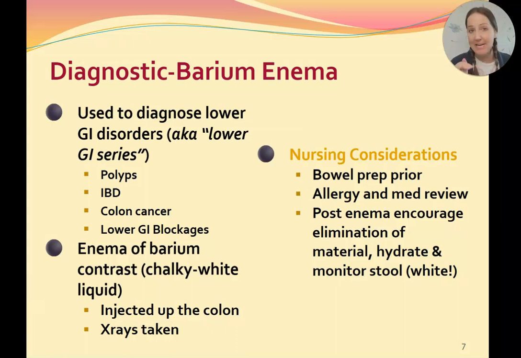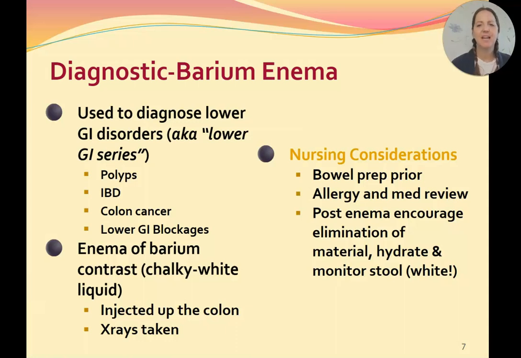IBD, remember, not IBS, IBD. You can do a series, a lower GI series, to see if you can find what's going on and differentiate between the types of IBD. You can look for colon cancers and you can look for blockages. And then remember, the barium contrast does cause that white stool at the end because it's what lights up the GI tract. So when you take the imaging of it, you can see where there's strictures, where there's problems.